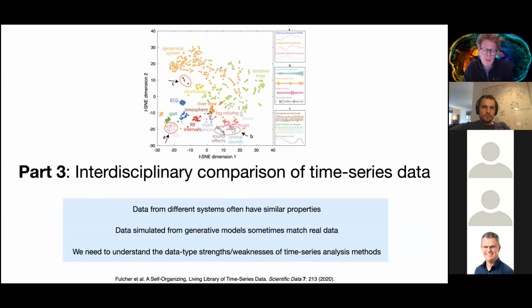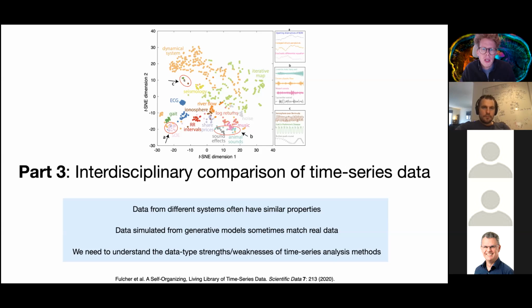So just like before, where methods have similar properties across different disciplines, we also see that data from different systems often have similar properties. Data simulated from generative models often matches that of real data. This is the dream of our time series modeling in general, that we want our simulations to match as much as possible the structure of our data, so we can infer what generative mechanisms might be underlying an empirical data stream. And also it gives us a context with which to understand the strengths and weaknesses of a time series analysis method. What types of data do they do well on? When do they do badly? Etc. You can only ask that if you have a very diverse and comprehensive set of data to test on.